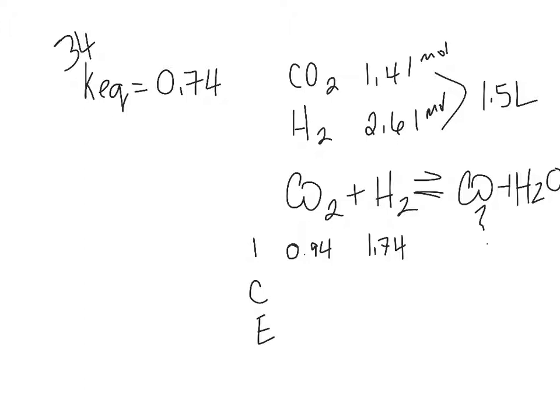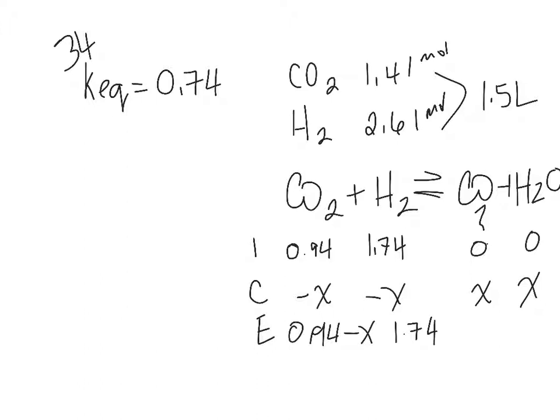So you know you need an ICE table. Initially, there's 0 products. So, Lexi, what is our change in our ICE table going to be? The first two are x, negative x, and then the other ones are x and x. Okay, so here we've got 0.94 minus x, 1.74 minus x, x, and x.